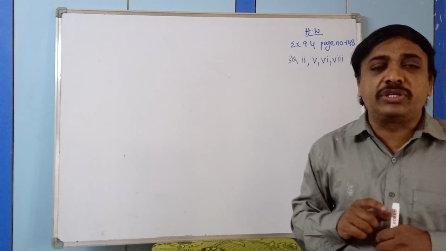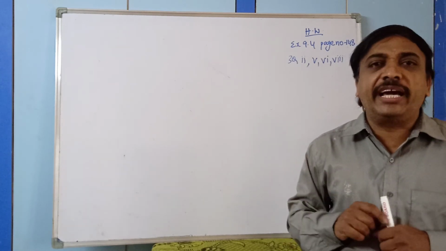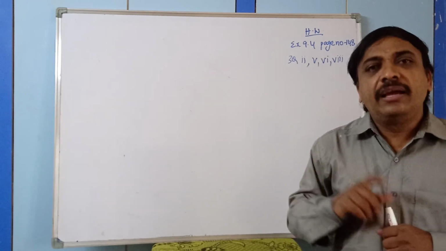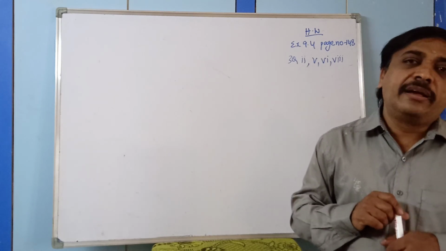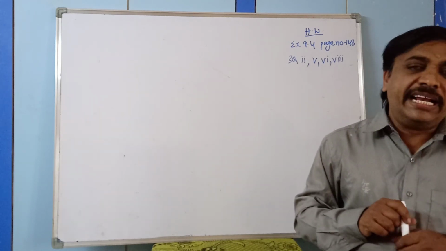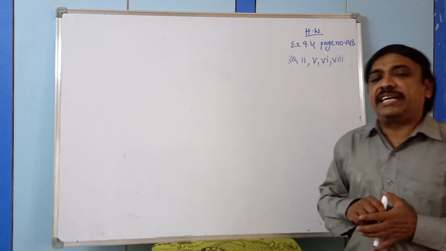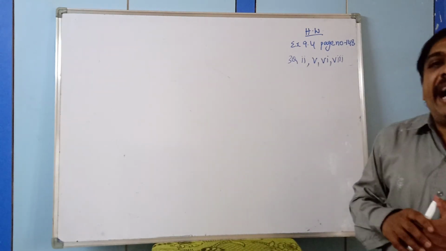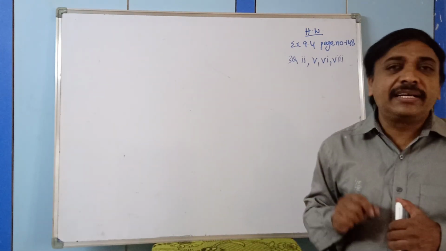So those are the four standard identities. One is (a + b) whole square and (a - b) whole square, (a + b) into (a - b), and (x + a) into (x + b). These are the four standard identities. So in the next class we will see how to use those identities.